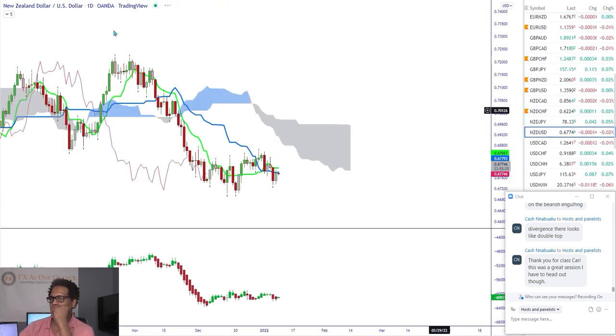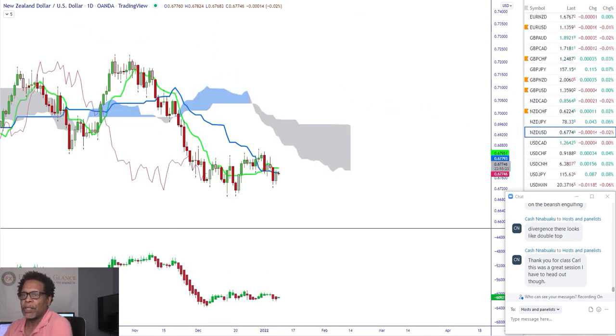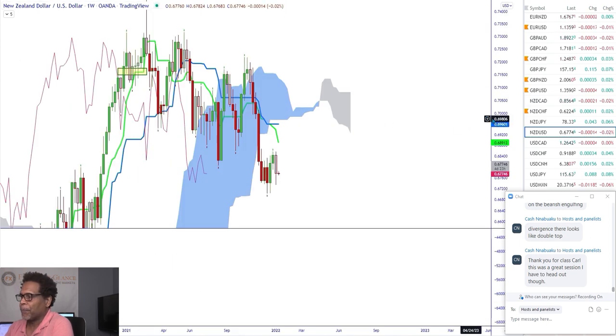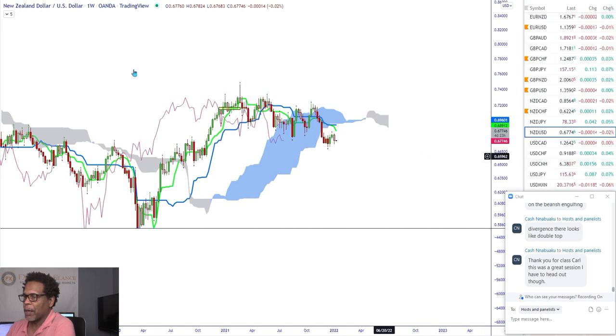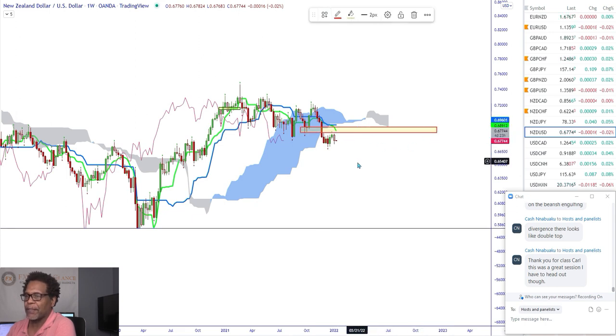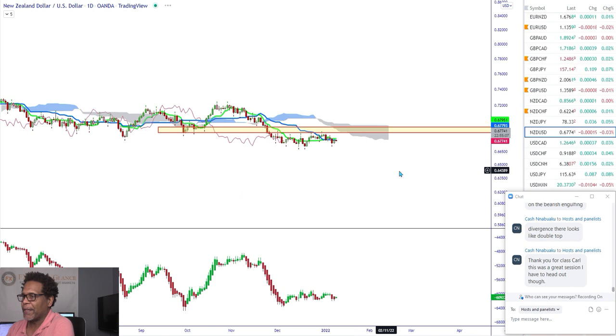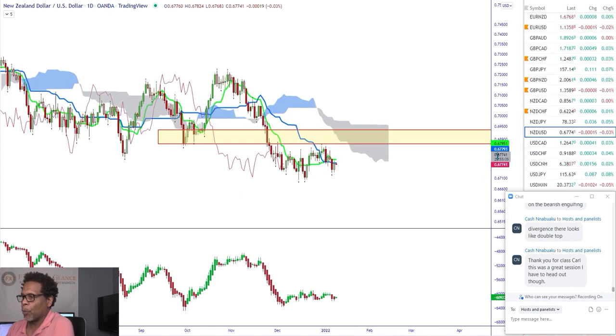New Zealand dollar USD. Let's just go see what the weekly looks like real quick. Again, it's another bearish market. Has levels right here that are strong to violate to the upside. This is where I think you bounce off of back to the downside. So going on the daily, we're bearish.